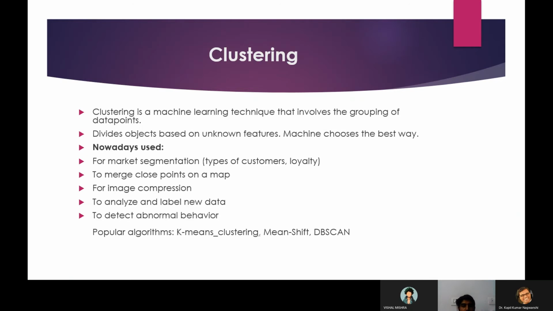So the type of unsupervised learning is clustering. It is a machine learning technique that involves grouping of data points, dividing objects based on unknown features. Nowadays it is used for market segmentation, to merge close points on a map, for image compression, to analyze and label new data, and to detect abnormal behavior. It has popular algorithms: k-means clustering, mean shift, and DBSCAN.